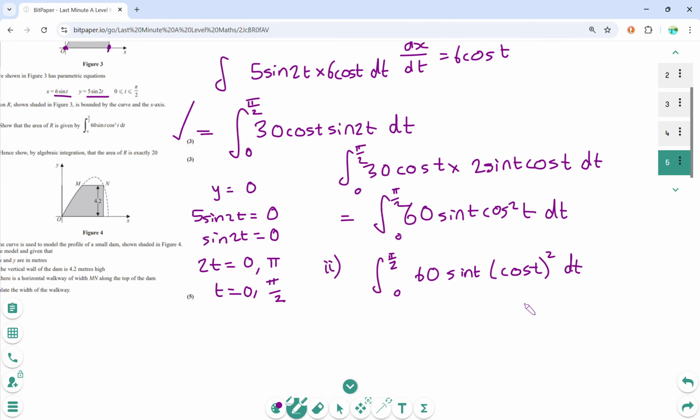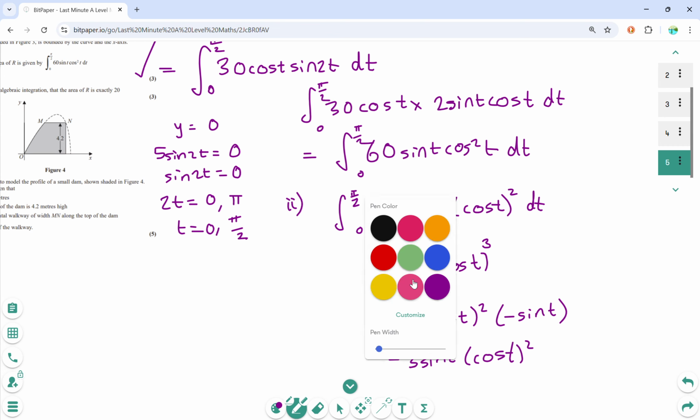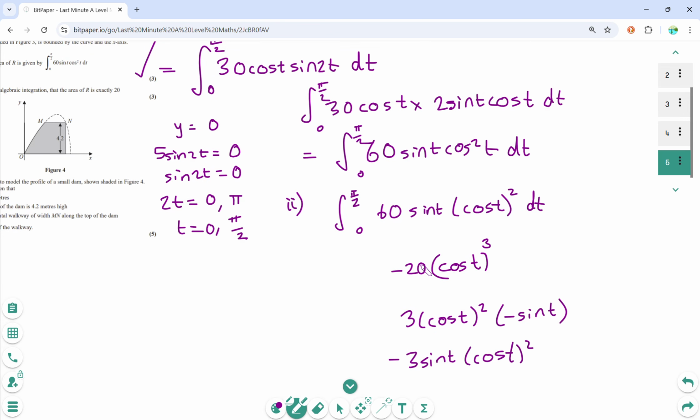Okay, so once we've decided we're doing reverse chain rule, we take our bracket, add 1 to the power, and then we think, what would this differentiate to? If we differentiate this, we would get 3 cos t squared from the chain rule times the derivative of the inside, which is minus sine t. So we would get minus 3 sine t cos t squared. But we don't want minus 3, we want 60. So we need to times this by minus 20. And that means this would differentiate exactly to this.